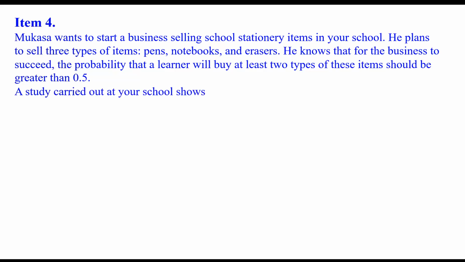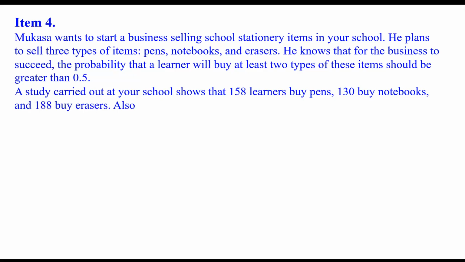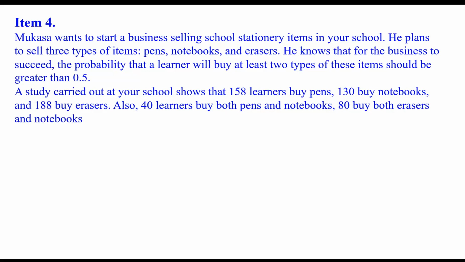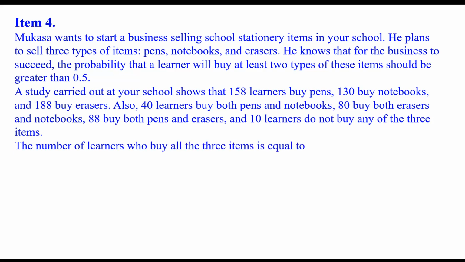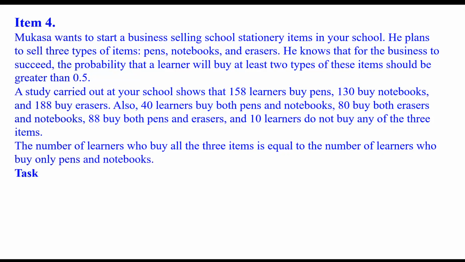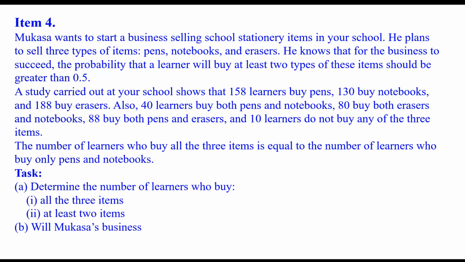A study carried out at your school shows that 158 learners buy pens, 130 buy notebooks, and 188 buy erasers. Also, 40 learners buy both pens and notebooks, 80 buy both erasers and notebooks, 88 buy both pens and erasers, and 10 learners don't buy any of the 3 items. The number of learners who buy all the 3 items is equal to the number of learners who buy only pens and notebooks.